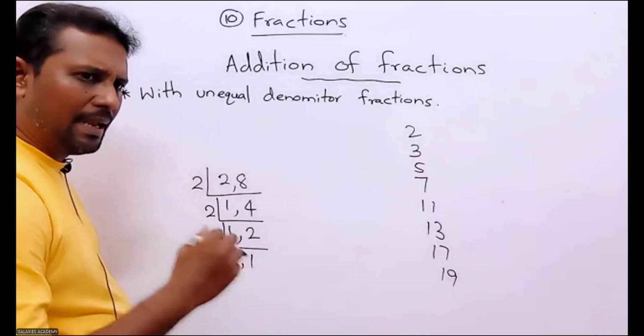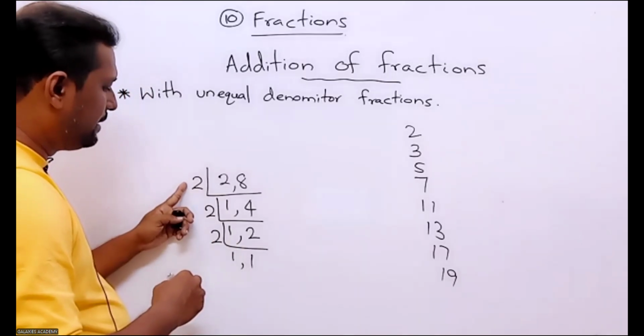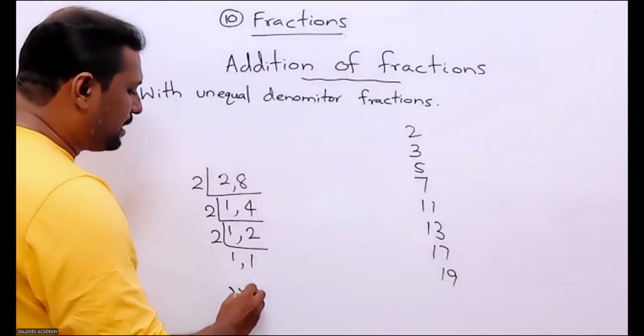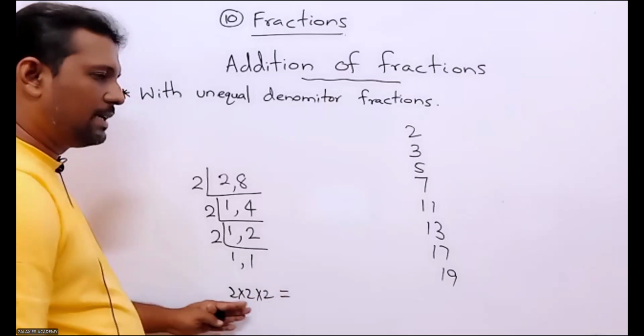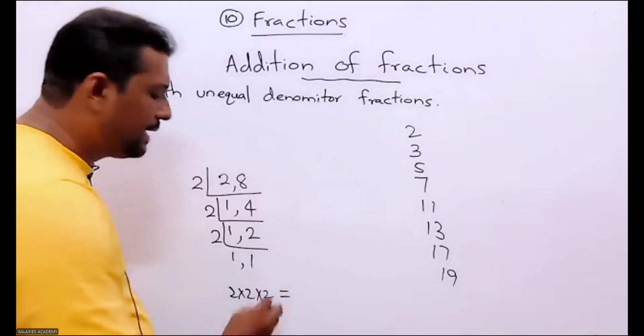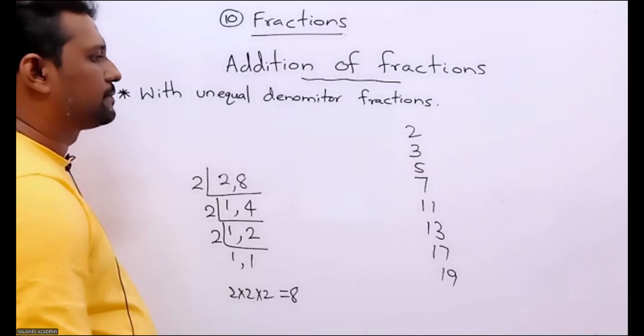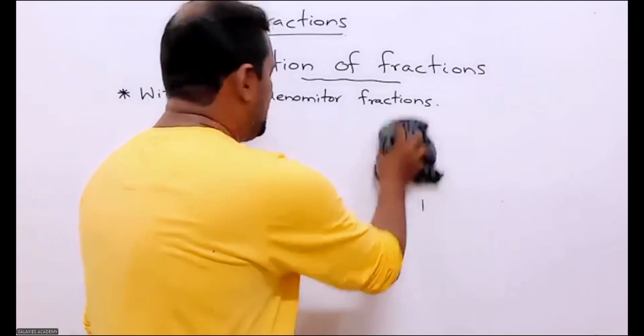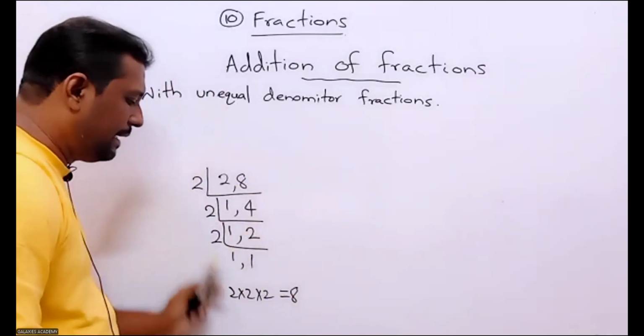Then what is the LCM? You have to multiply these prime numbers. 2 multiply 2 multiply 2. 2 times 2 is 4. 4 times 2 is 8. Right? So for 2 and 8, the LCM is 8.